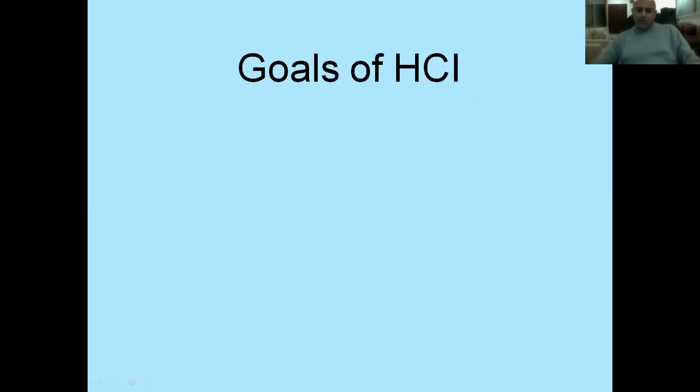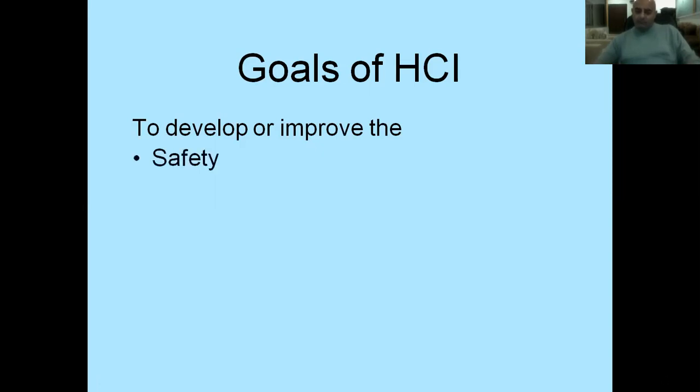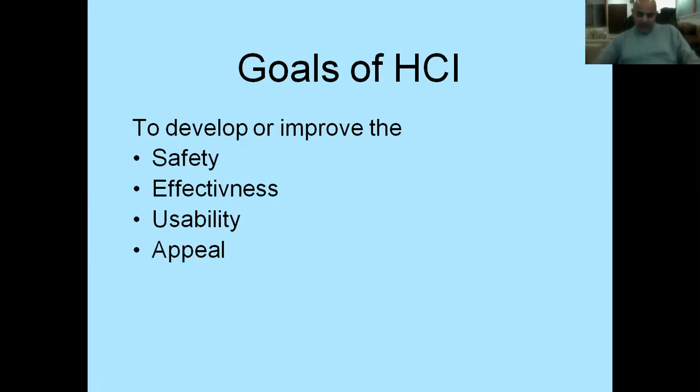Goals of HCI. If we talk about the goals of HCI, it is to develop or improve the following: the first thing, safety, which is very important. The second thing, effectiveness. The third thing, usability. And the fourth thing is appeal. We will talk about every one of these in detail.